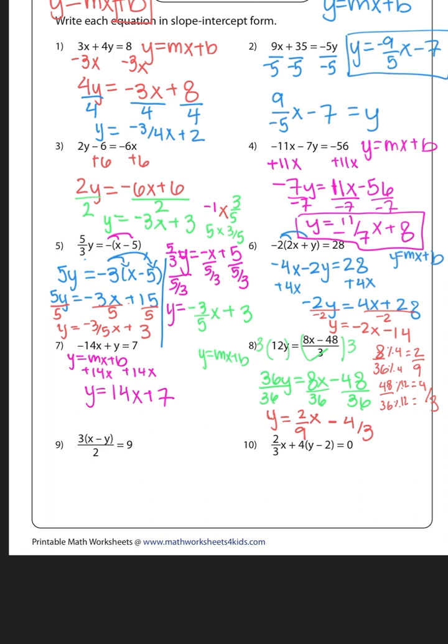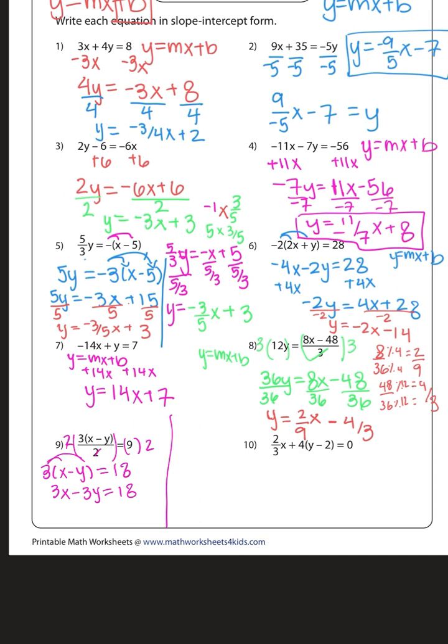Let's continue to question number 9. So number 9 has a fraction, so you can solve this in 2 different ways. So let me show you the 2 different ways you can solve this problem. The first way is just to multiply to get rid of the fraction. So I'll multiply each side by 2. The 2s cancel out and we get 3x minus y is equal to 18. Then we must distribute. You get 3x minus 3y is equal to 18.